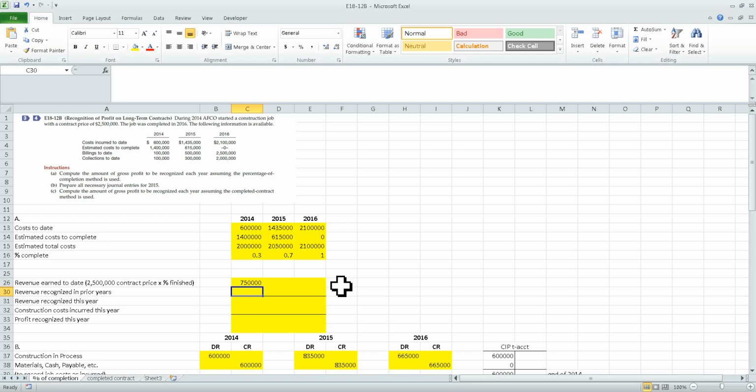Now, next thing, how much revenue have we recognized in prior years on this job? Well, none. So the revenue that we recognize this year on our income statement is simply the difference between earned to date revenue minus revenue previously reported on the income statement.